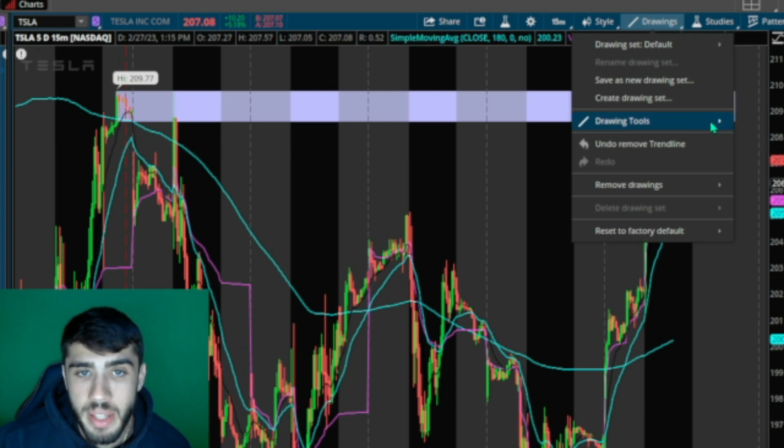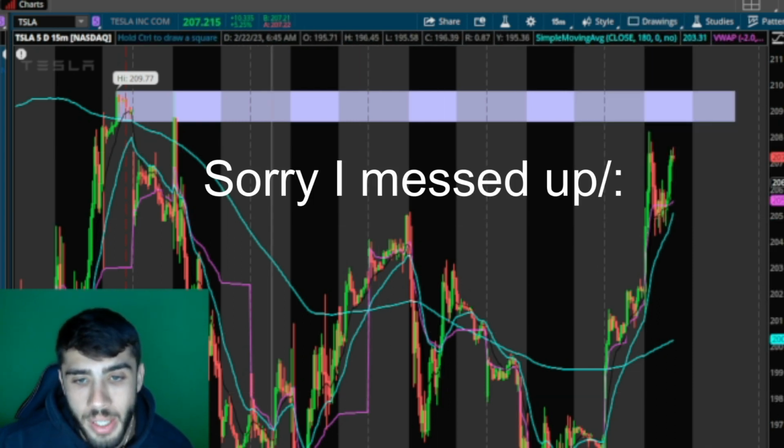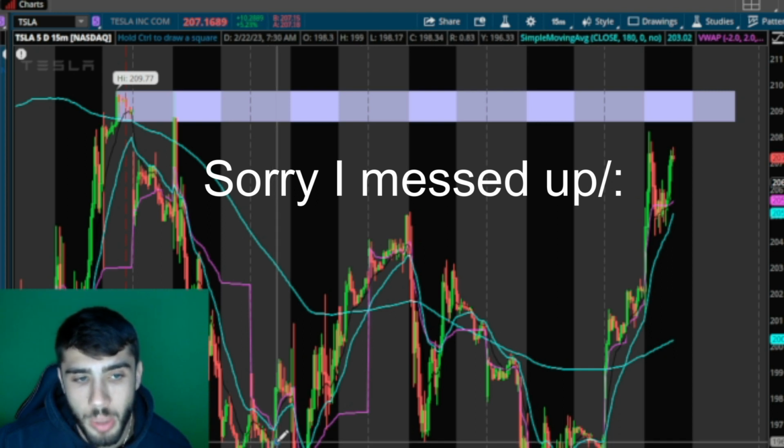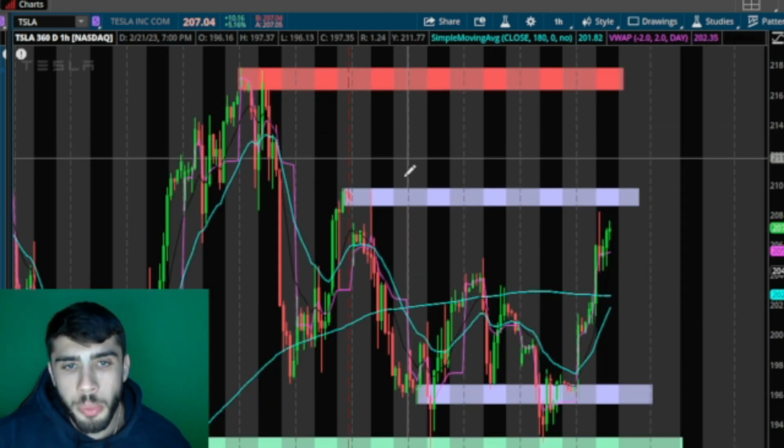If we opened up very close to that zone, that's what I would look for. Looking for a 15-minute supply zone, I see a good area here. So using this low of 195.36, I'm going to draw my supply zone, and I'm going to draw it all the way across. So now we have multiple zones for Tesla.